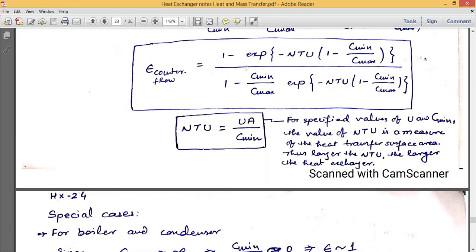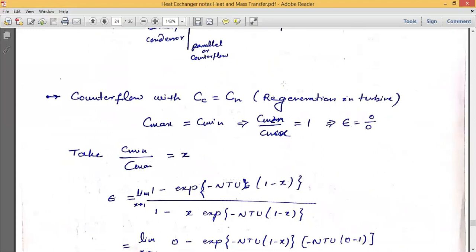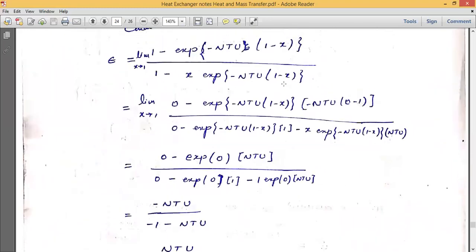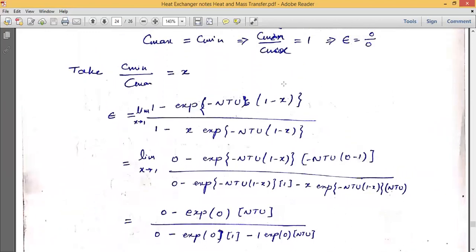1 minus 1 is 0. Here again 0. So we got an expression for 0 by 0. Remember, this is the condition for the counter flow only. So again, since we got an indeterminate form of 0 upon 0, therefore we can determine it by using L'Hospital's rule.